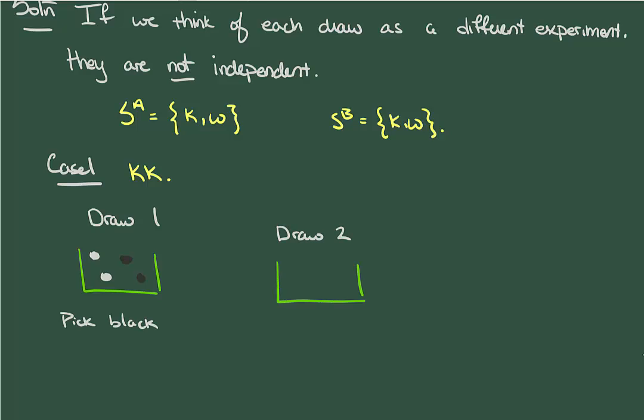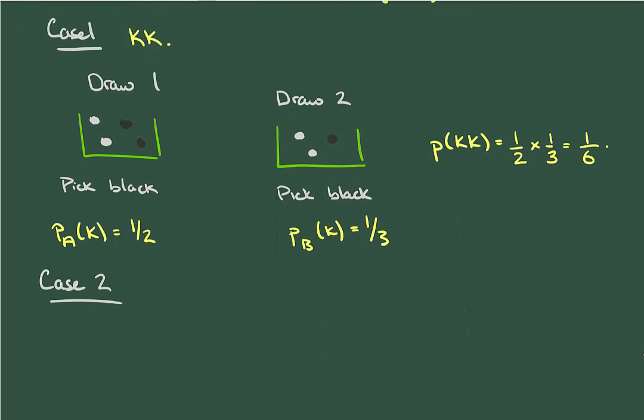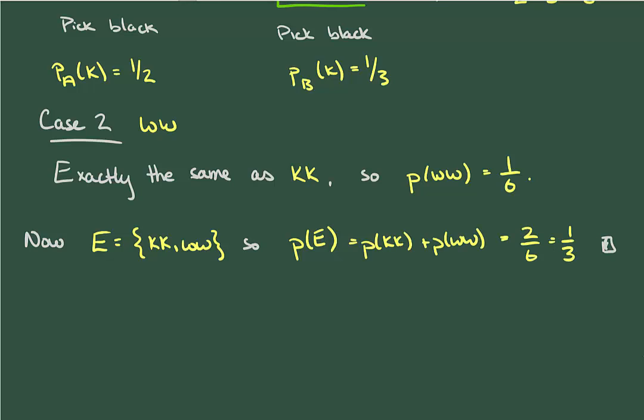Now this leaves us with 2 white and 1 black ball in the second draw, wherein we also want to choose a black ball. So in the first draw, there's a 50-50 chance of picking a black ball, but there's only a 1 in 3 chance of choosing a black ball in the second draw. Thus, the probability of choosing 2 black balls works out to be 1/6. The other case of 2 white balls is exactly the same as 2 black balls, which we can just read off as 1/6. Thus, if E is the event that both balls are the same color, the probability is the sum of these 2, or that works out to be 1/3.